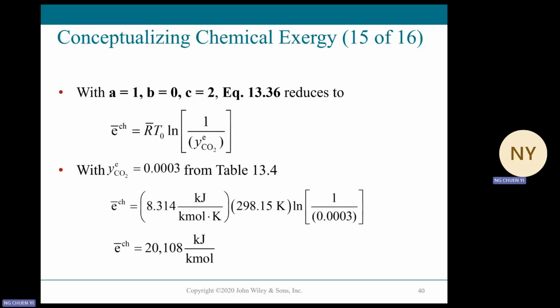This simply measures the work you could get if you expanded pure CO2 through a small turbine down to its very low partial pressure in our regular outside air. This gives us a small but real value of 20,108 kilojoules per kilomole, which is a close match to the table value of 19,870 kilojoules per kilomole. That completes our expanded 5 video masterclass series for chapter 13.